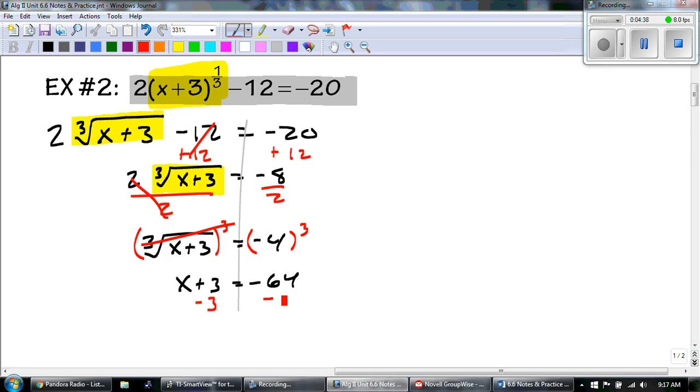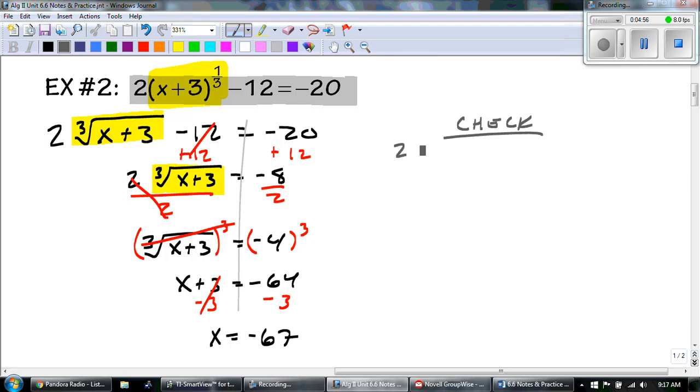And then we have to subtract 3 from both sides. And that gives us negative 67. Now don't just be like, oh, that's weird. It's a big number, or it's a big negative number. We still have to check it.